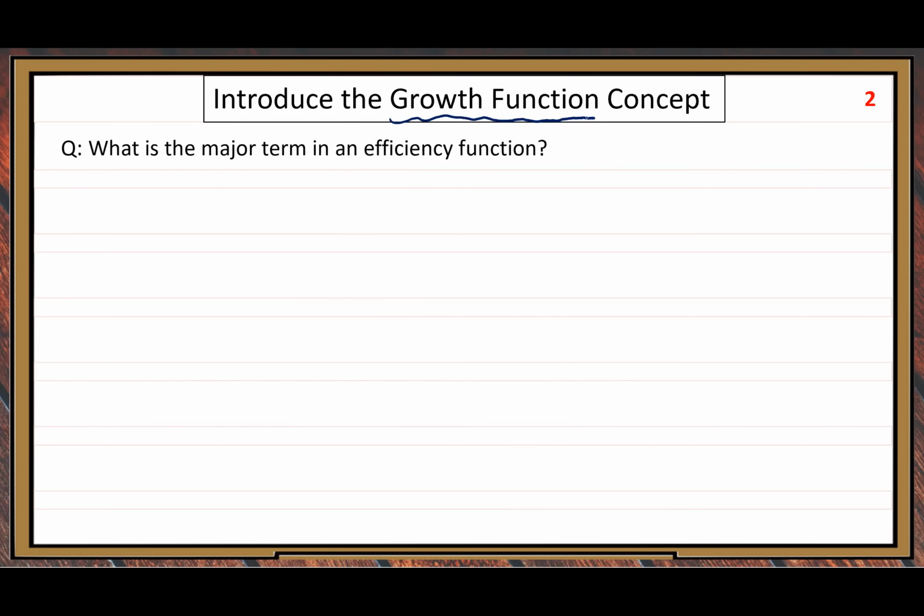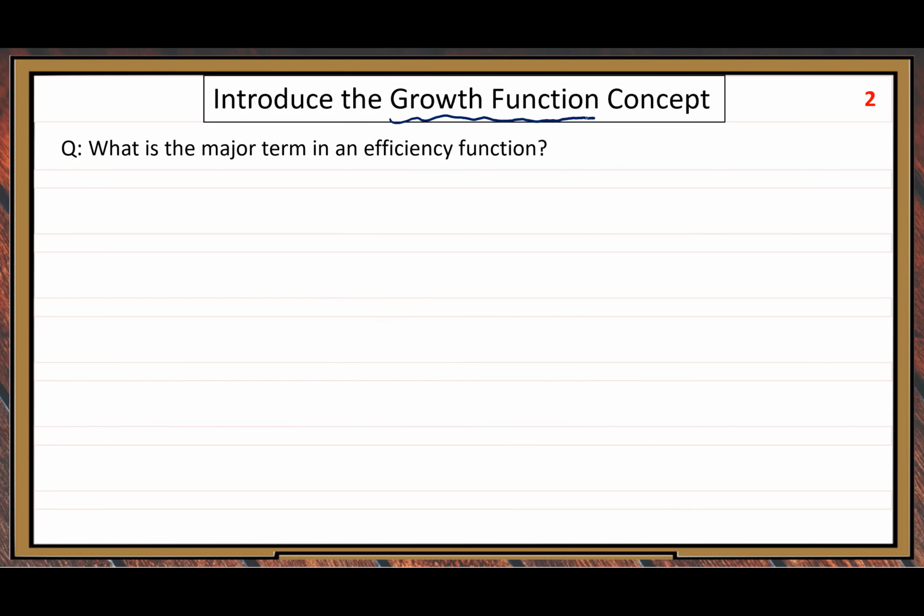Question: what is the major term in an efficiency function? First, when we use this concept, what do we want to do? We want to measure the efficiency of our algorithm. Usually we have a function expression, a function of the problem size. After that, we want to make our function as simple as possible. So we need to simplify it.